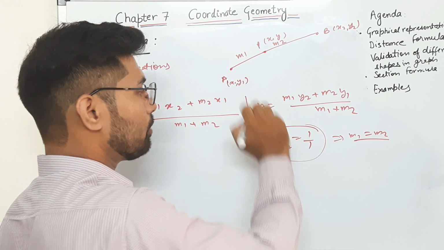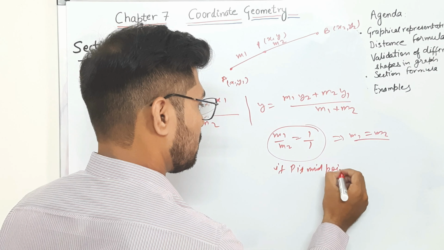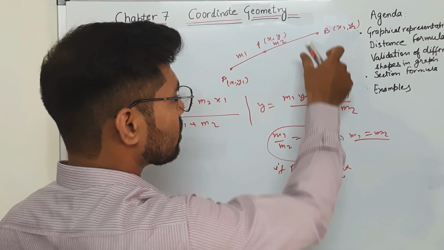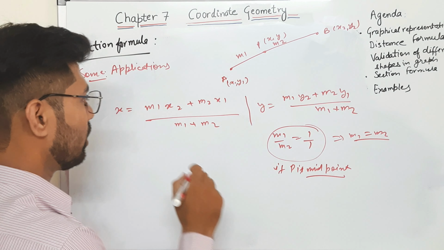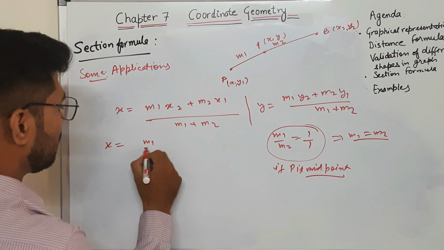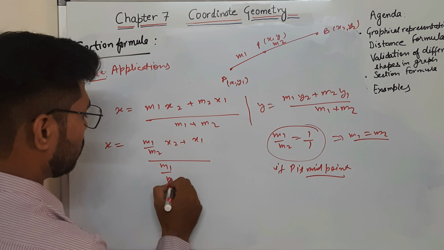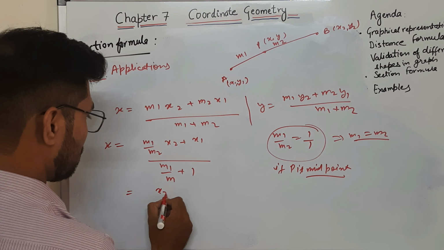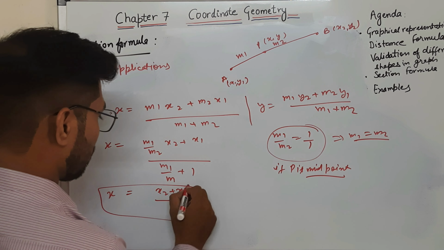This is actually a midpoint here. If P is a midpoint, then what are the coordinates x and y? If P is a midpoint, m1 is equal to m2, so both are the same, so we need to put the m1 and m2 ratio as the same. Now x will be, do one thing, divide this by m2. You will get (m1 upon m2 times x2 plus x1) upon (m1 upon m2 plus 1). So m1 upon m2 is 1, so it will be (x2 plus x1) upon (1 plus 1), which is 2. Okay, so this will be the x coordinate.